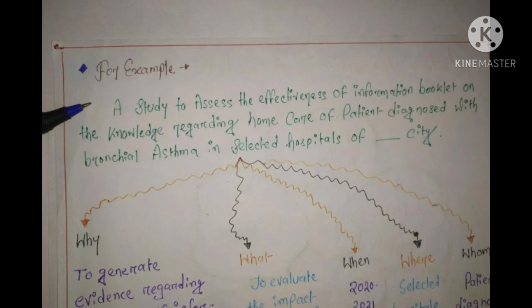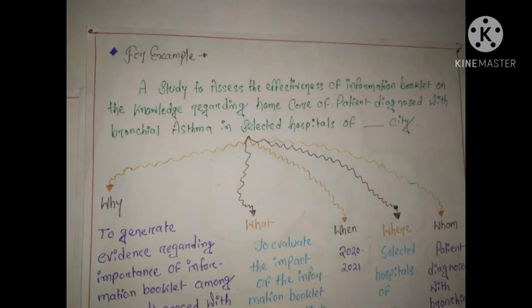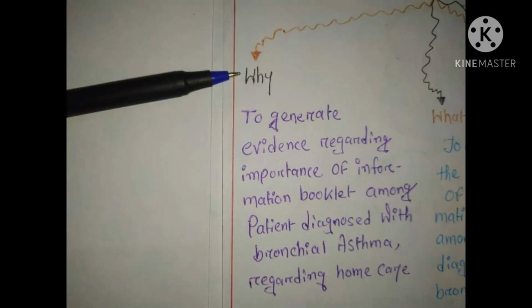So in this example, all 5 elements are present. So let me explain it to you. Why? So why we need to do this study? To generate evidence regarding importance of information booklet among patient diagnosed with bronchial asthma regarding home care. So we will give the information booklet and we will see if it is really necessary, do they really need it, and so why we will do that? Is it doing any good thing? Is it doing any betterment to their health or not? So yeah, why we need to do this?